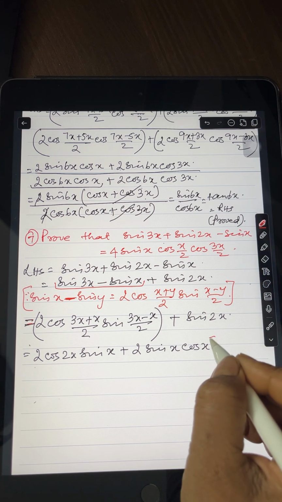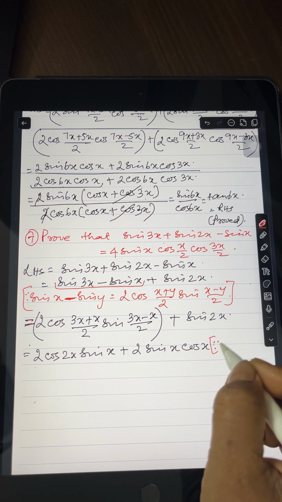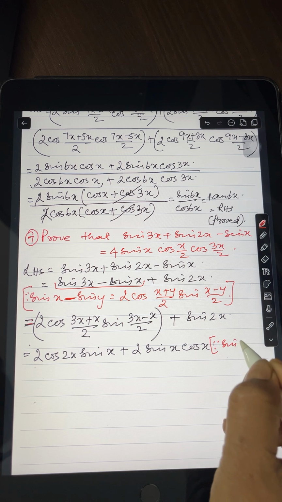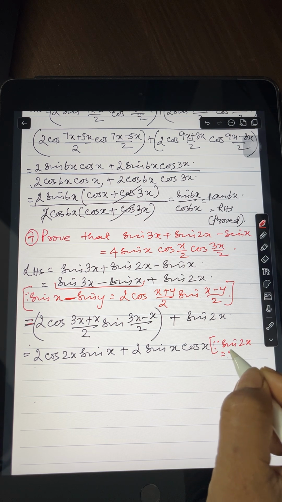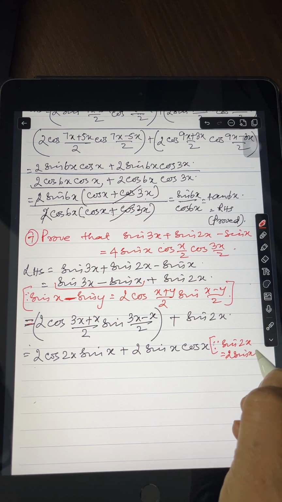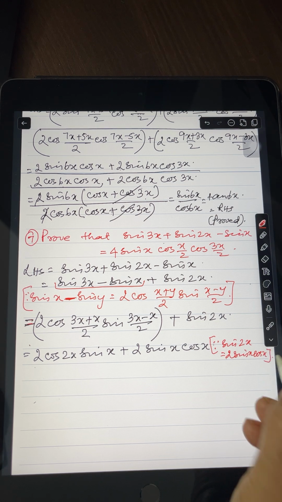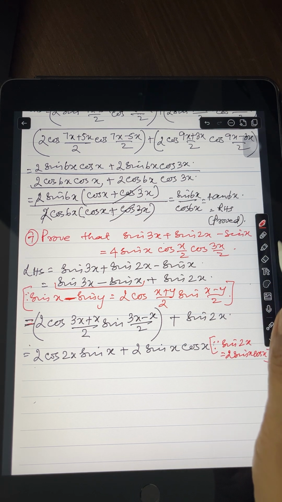Since sin 2x is 2 sin x cos x, you will have to write it. You will have to give the reason. For the reasons and all, you have marks. Okay.